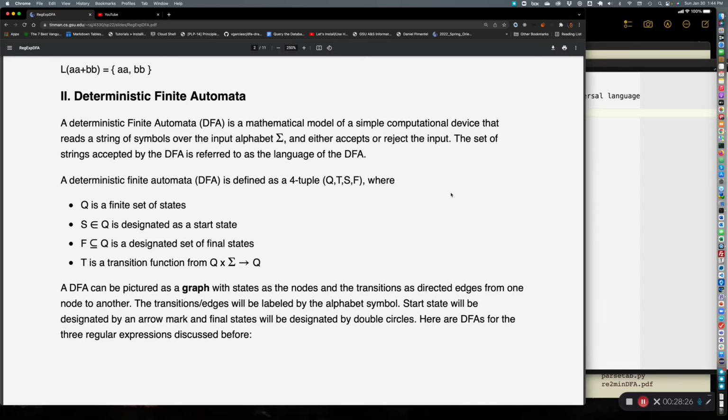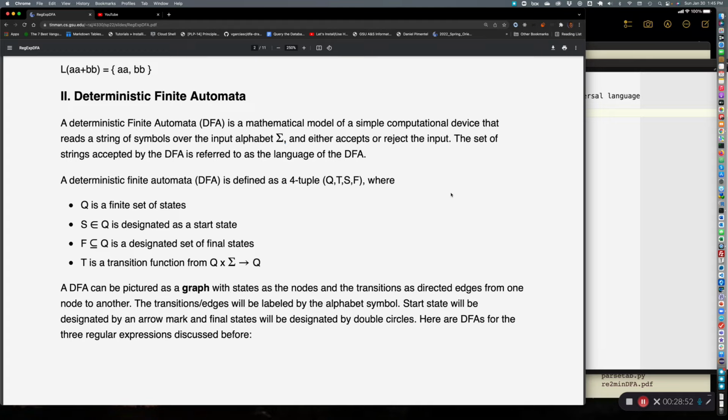Now let's see what this device, this DFA, is. Very much like the four components of a grammar, N, T, P, S, remember that, the DFA also has four components: Q, T, S, F. Q is a finite set of states. They can have any names: 1, 2, 3, 4, 5, or Q1, Q2, Q3. You can give any names to the states.